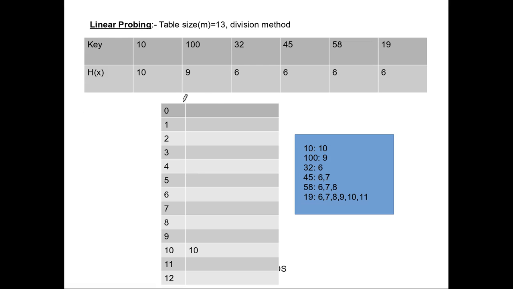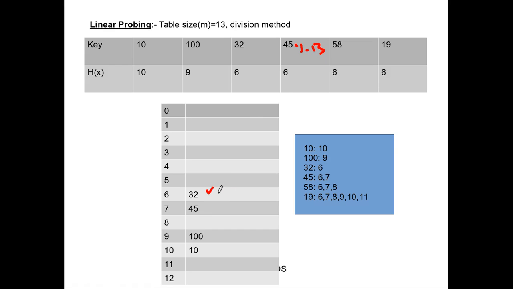Let us look at a small example of linear probing. Element 10 has to be stored, so you apply the division method. 10 modulus 13 is 10, so at index 10 the element gets stored. Next, 100 modulus 13 is 9, so 100 gets stored. Next, 32 modulus 13 is 6, at index 6 the element gets stored. Now 45 modulus 13 is also 6, but at index 6 we already have 32, so here one collision occurs.